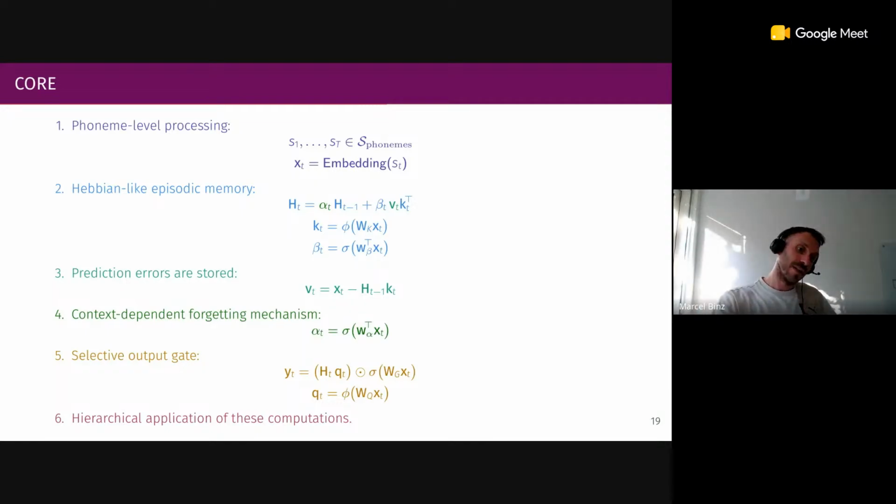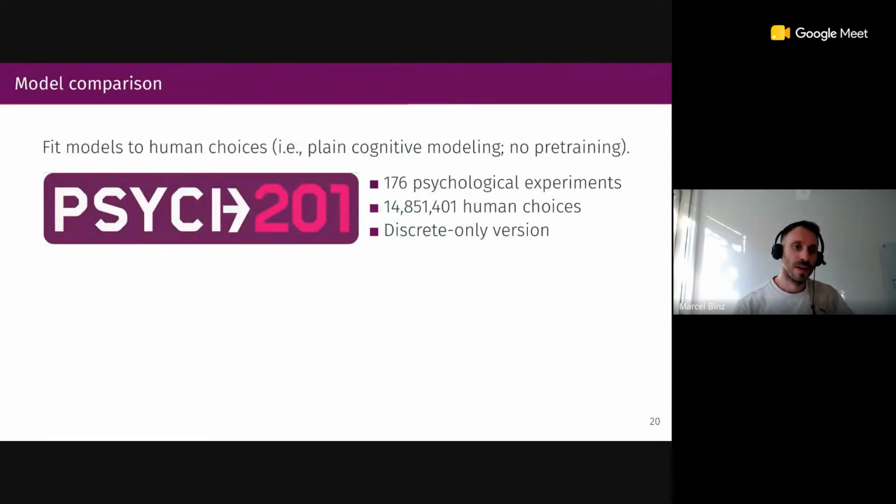And we really have only these components. We stack them on top of each other, so there are no multi-layer perceptrons in the middle like you would have in transformer-based models. Then we essentially want to see how well a model with these simple assumptions would capture human behavior. So what we'll do is we fit these models to human choices.